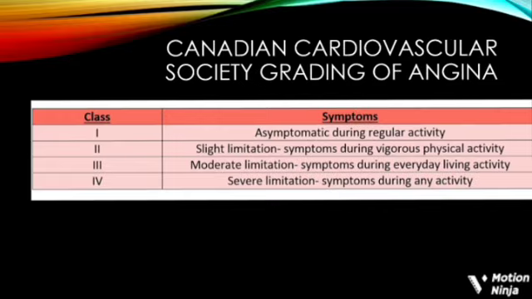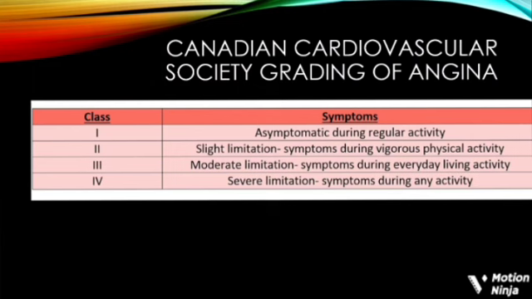So whenever a patient gets an anginal pain, you can grade the pain according to the Canadian Cardiovascular Society grading of angina, in which class 1 is that the patient is asymptomatic during usual routine activities. Only heavy exertion brings the pain. Class 2 is slight limitation, with symptoms during vigorous heavy exercise. While in class 3, there is moderate limitation, with symptoms during everyday activity. That is, the patient is not able to do everyday living activity without getting the pain.